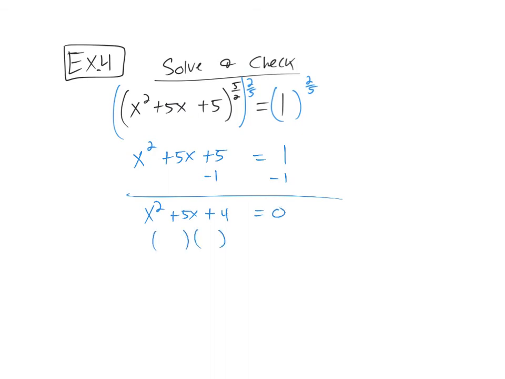We'll go ahead and factor. So x plus 4 and x plus 1 equals 0. So we get two solutions, x equals -4 and x equals -1.